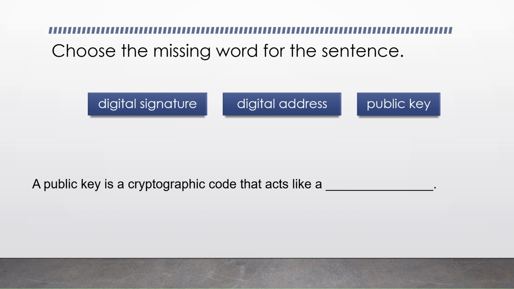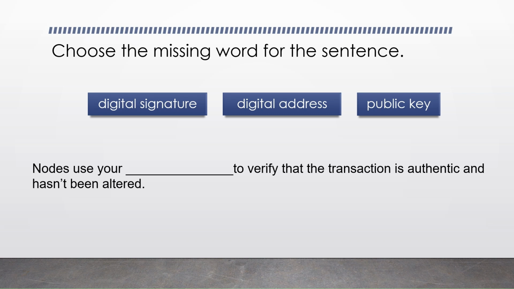Here we go. A public key is a cryptographic code that acts like a digital address. That one's a little bit tricky. The digital signature is the private key, not the public key, okay? Nodes use your to verify that the transaction is authentic and hasn't been altered. What do they use? Nodes use your public key to verify that the transaction is authentic and hasn't been altered.